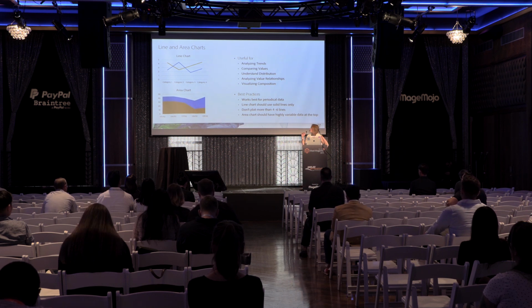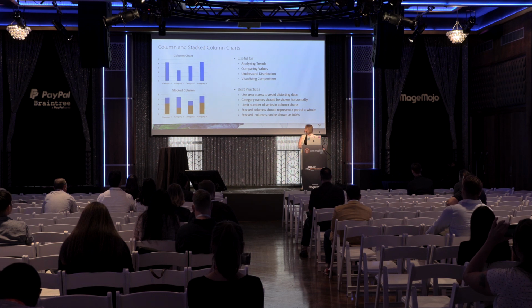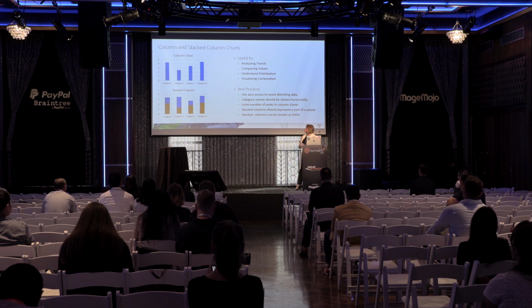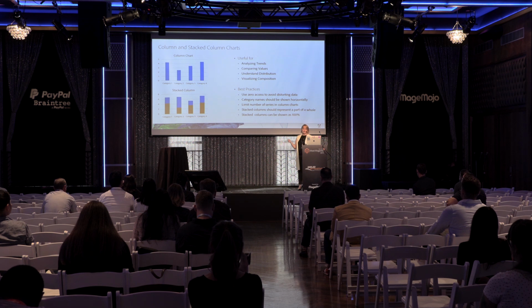And for an area chart, you should always have the most highly variable data plotted at the top, so it's the easiest to spot. For column charts, these again can be used over time, but they don't have to be. They can also be used for categorical data, so you're able to analyze trends with these, compare different values, understand distribution, and with the stacked ones, also visualize composition. These are the ones where you really need to make sure you have your zero axis, so that you're not distorting data like we saw before.